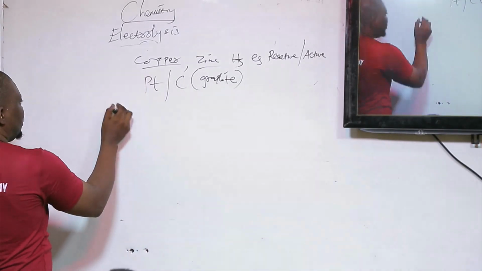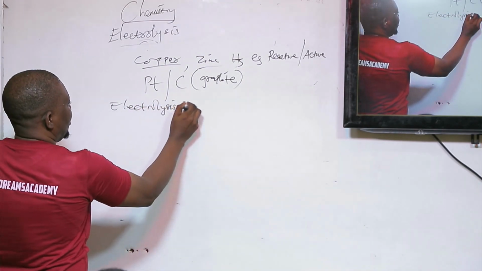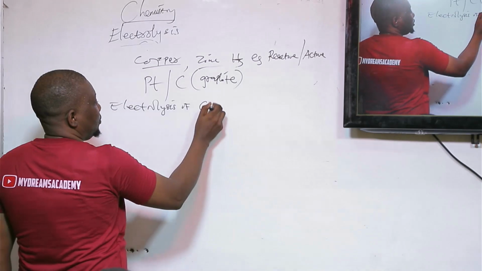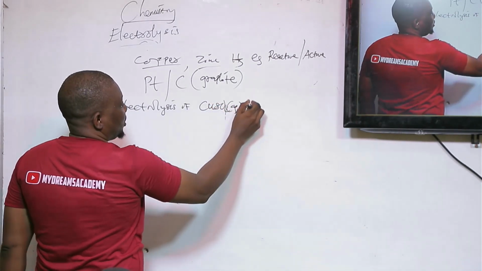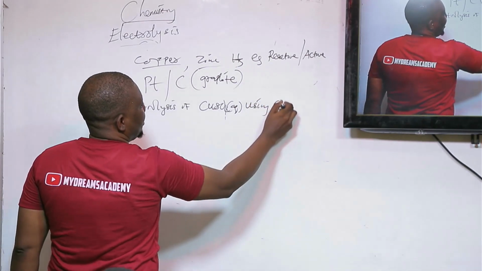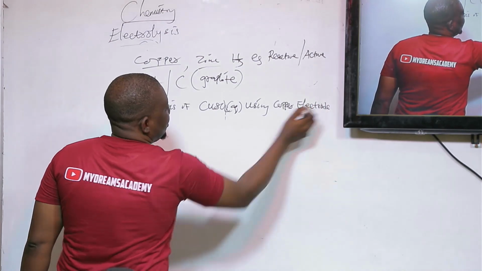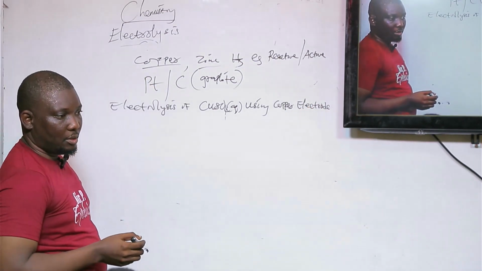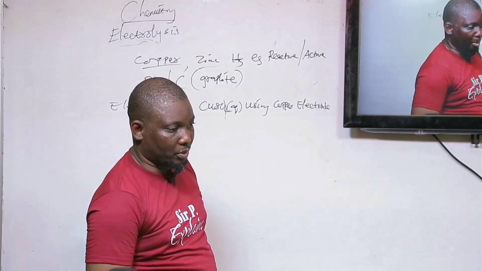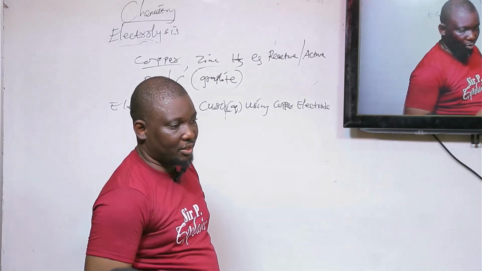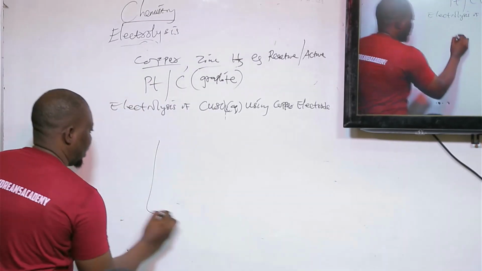Supposing, let's look at the electrolysis of dilute aqueous CuSO4. Supposing we are using a copper electrode, not a platinum electrode. I've shown you what happens when we use platinum. Let's see what happens when we use copper, and how copper will affect the electrolytic reaction here. I will just draw the setup quickly.